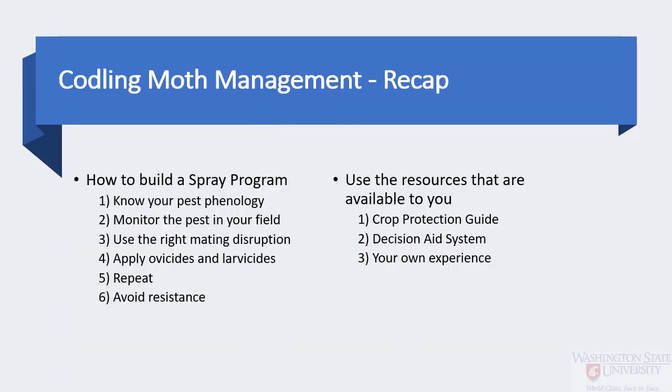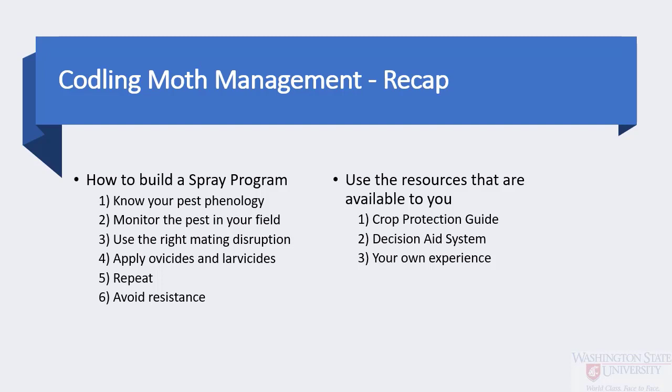To recap, building a spray program for codling moth involves so much more than just spraying pesticides. You need to know when those pesticide applications will be most effective by predicting pest phenology and verifying in-field events with monitoring. You want to control the moths at every life stage you can. Use mating disruption for the adults, ovicide next for the eggs, and larvicides before the caterpillars enter the fruit. You have to be aware of the consequences of spraying the same chemical class too many times. Mitigate resistance development by keeping track of the chemical class used against each generation.